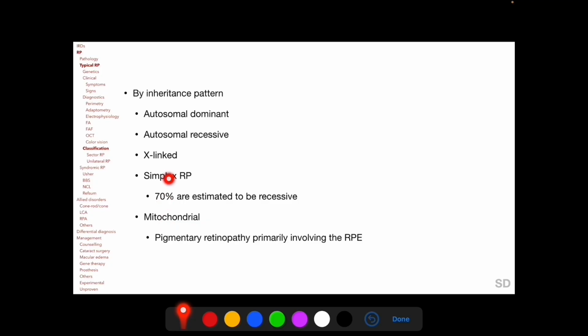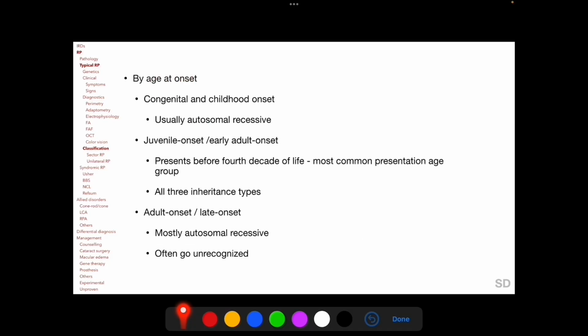70% of simplex RP are estimated to be actually due to autosomal recessive mutations. On the basis of age at onset, typical or non-syndromic RP can be classified as having a congenital or childhood onset, which are usually autosomal recessive, as having a juvenile or early adult onset, which represent the most common presentation age group and can have any of the three common inheritance patterns, and as having an adult or late onset, which are mostly autosomal recessive and often go unrecognized clinically.